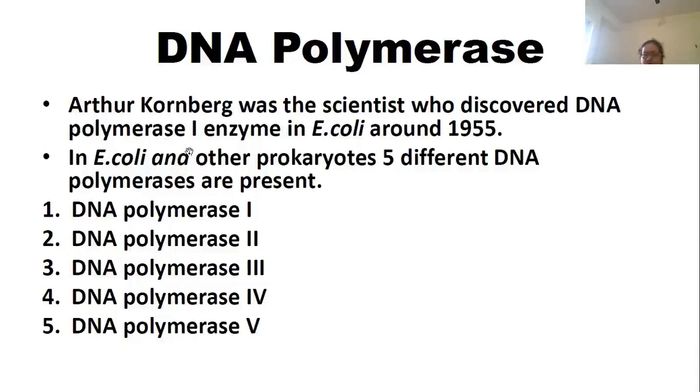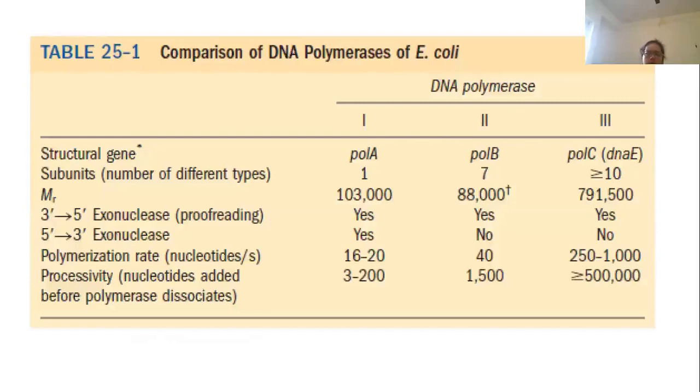Now another set of enzymes in the replication process is DNA polymerase. Arthur Kornberg was a scientist who discovered the DNA polymerase 1 enzyme in the Escherichia coli bacterium around 1955. There is not only one polymerase, there are many polymerases, and in that list, the first enzyme discovered was polymerase 1.